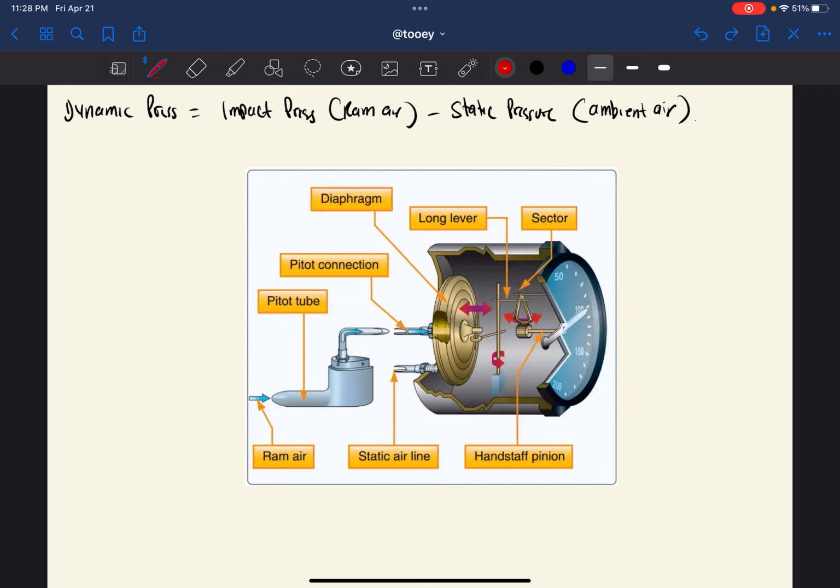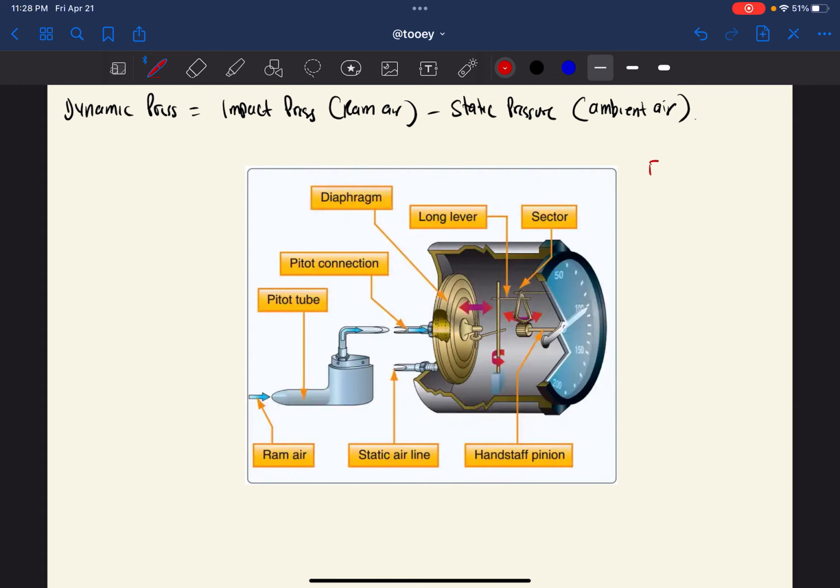So let's talk about some blockages. Now, the airspeed indicator is the only instrument that uses both the pitot tube and the static port. What that means is that if one or the other fails, you could have different indications and it'll behave differently. One thing I want you to remember is that an altimeter uses only the static port. If the static port is clogged, then the airspeed indicator will start to act like a reversed altimeter.